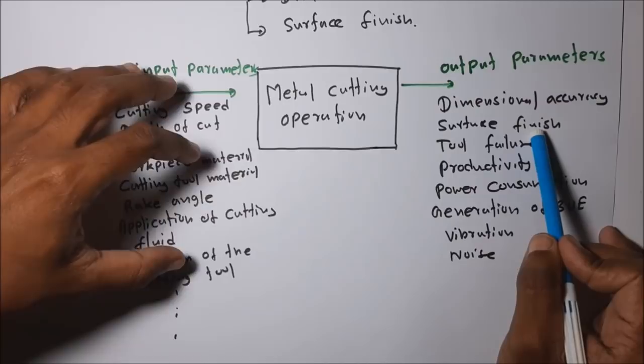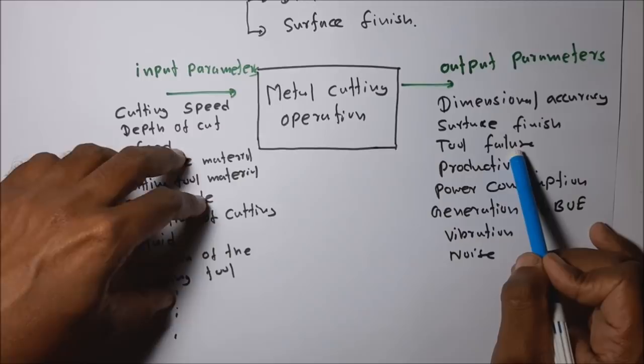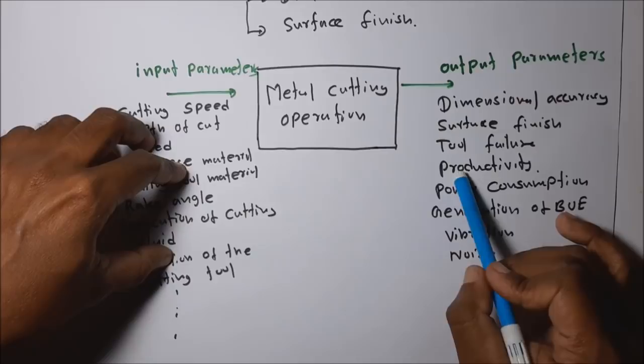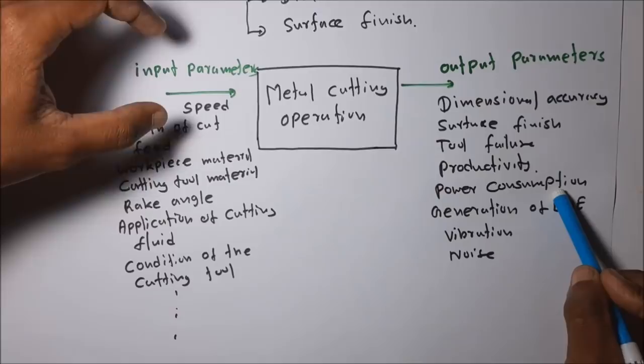If you want to avoid tool failure, we have to give optimum parameter values for certain metal cutting operations. If you want to increase the productivity, we have to select optimum values for these input parameters. If you want to reduce the power consumption, again by adjusting these input parameters, we can optimize the power consumption.